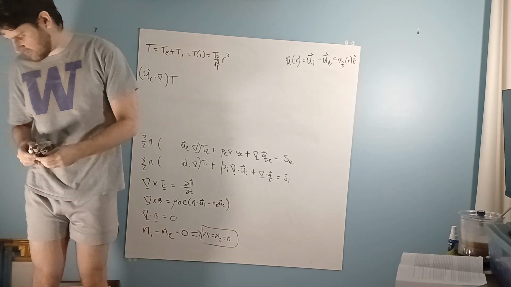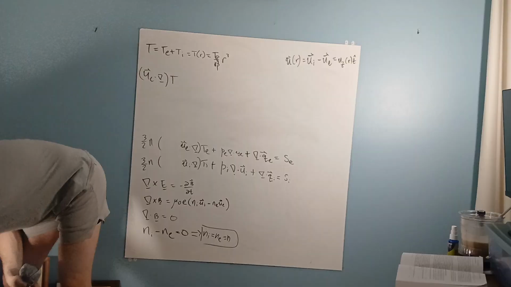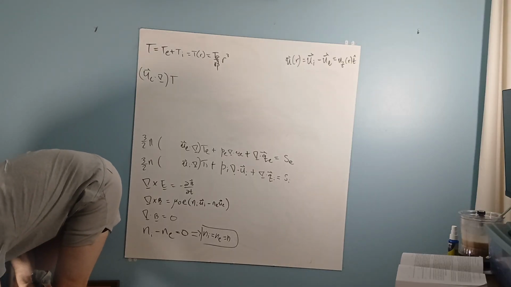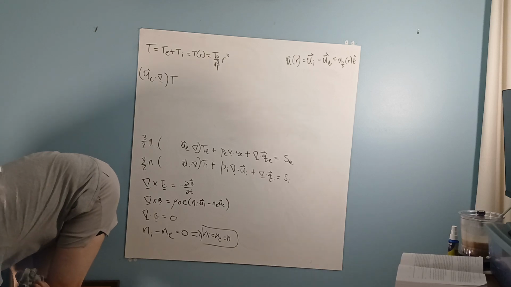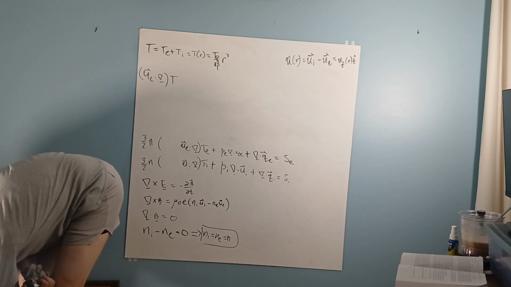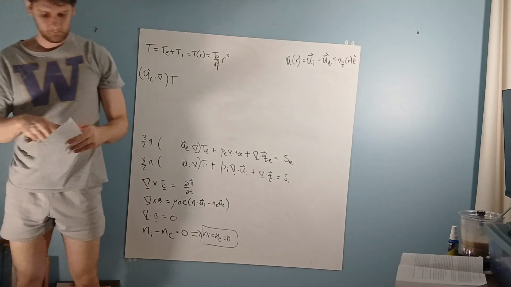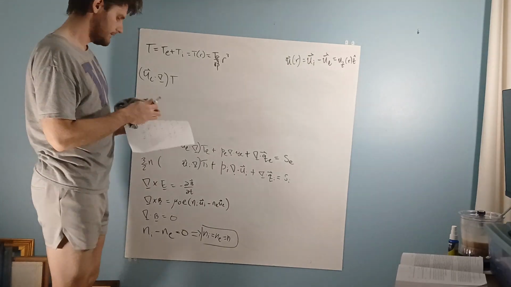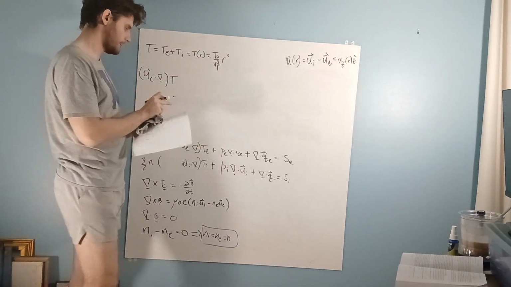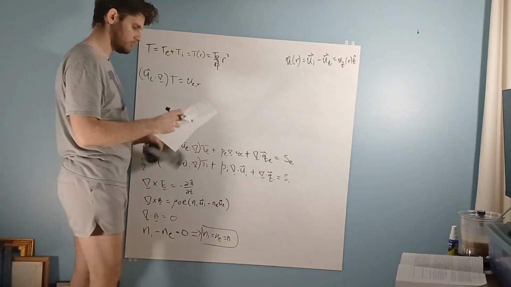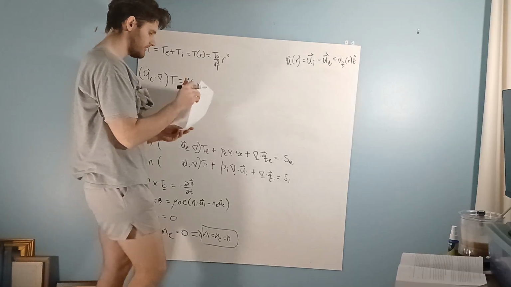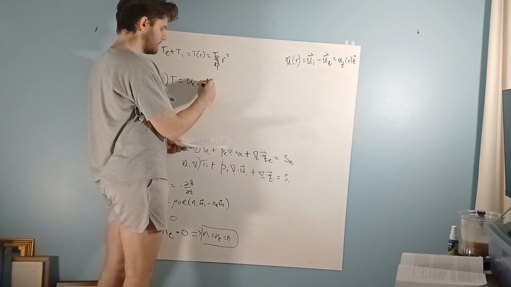I have that written in my notes somewhere, I believe. Yep, here it is. So this scalar function is U_E sub R, okay? Which there's none of that here, times the temperature gradient.